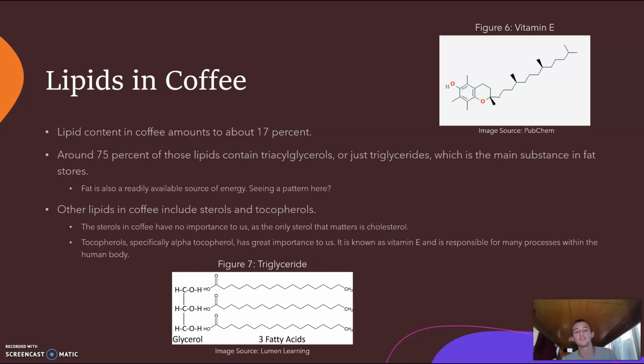And here, figure 7, you can see triglyceride. It's a glycerol backbone and then 3 fatty acid chains. And then you have the structure of vitamin E. It's pretty complicated. That's vitamin E on paper.